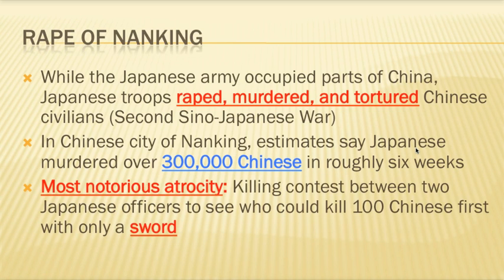Now, there is one story that comes out of this, and it's not known if this is true or not, but the most notorious atrocity of the Rape of Nanking supposedly was a killing contest between 2 Japanese officers to see who could kill 100 Chinese first with only a sword. You can imagine what a brutal way to die that would be. These were people who were not the enemy. These were people who were not preventing the Japanese from achieving their goals. These were civilians who were slaughtered at the hands of the Japanese.